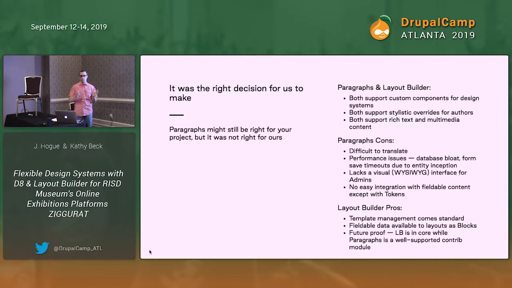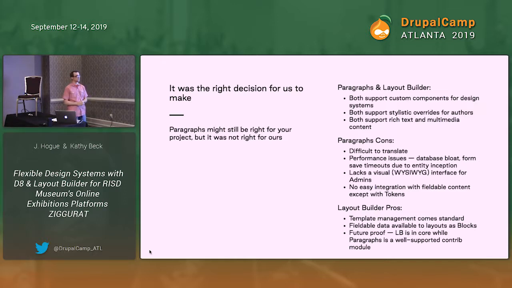There's no visual connection between editing a series of paragraphs on a page in the admin versus seeing it on the front end. And right now, we have not seen a great solution that will bridge that gap. Layout Builder right out of the box already does that, and that was a huge advantage for us for this project. And then paragraphs also, it works with tokens, again, but it doesn't make fieldable content as easy to use as Layout Builder does.